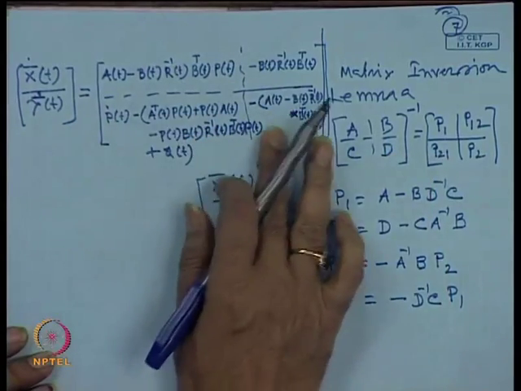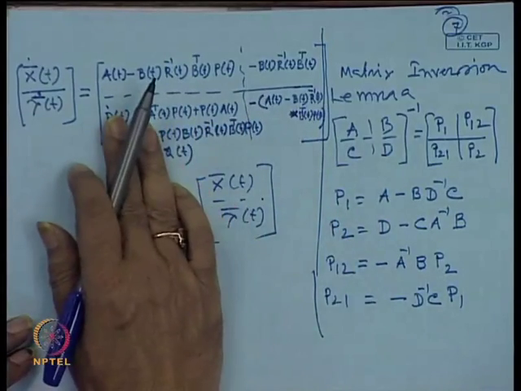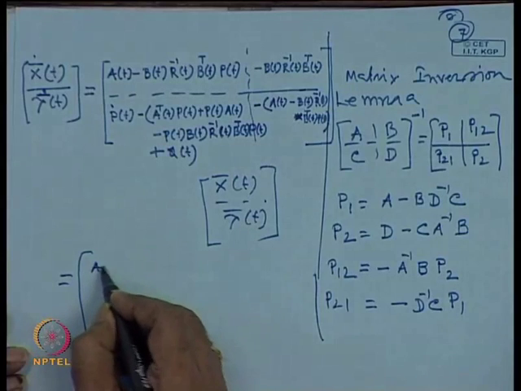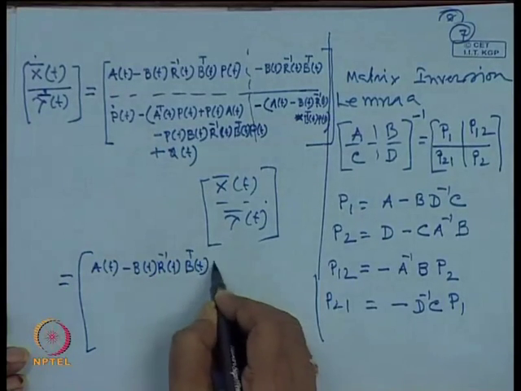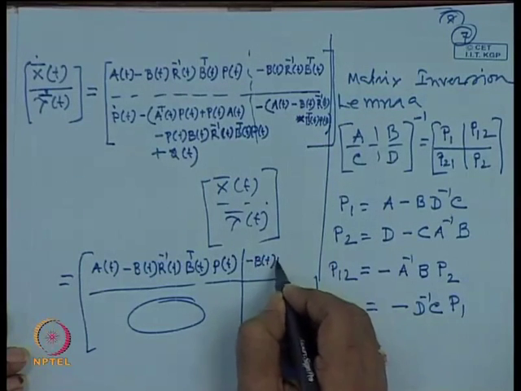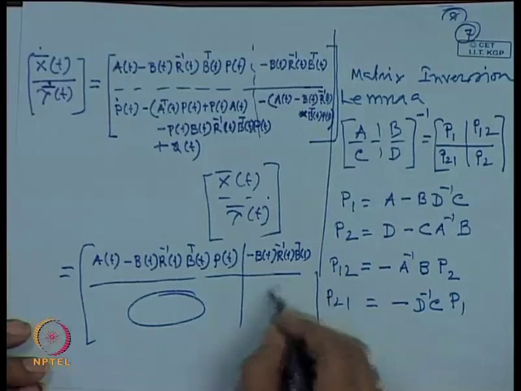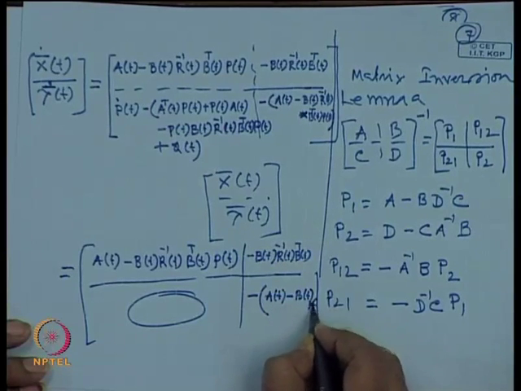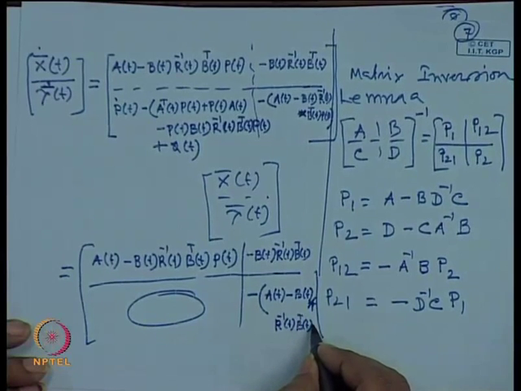That means this quantity I will assign to a null matrix of dimension n cross 1. Agree? This whole thing I will assign. For that, you solve for P such that this equation is satisfied. So, I can write that A of t minus B of t R inverse of t B transpose of t P of t is 0, and this is B of t R inverse of t B transpose of t, and this one is minus of A of t minus B of t cross, this is a cross multiplication, R inverse of t and P of t.